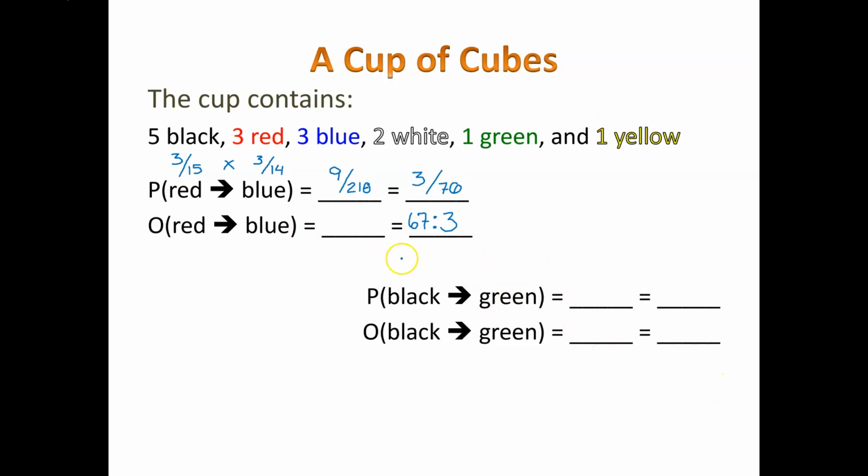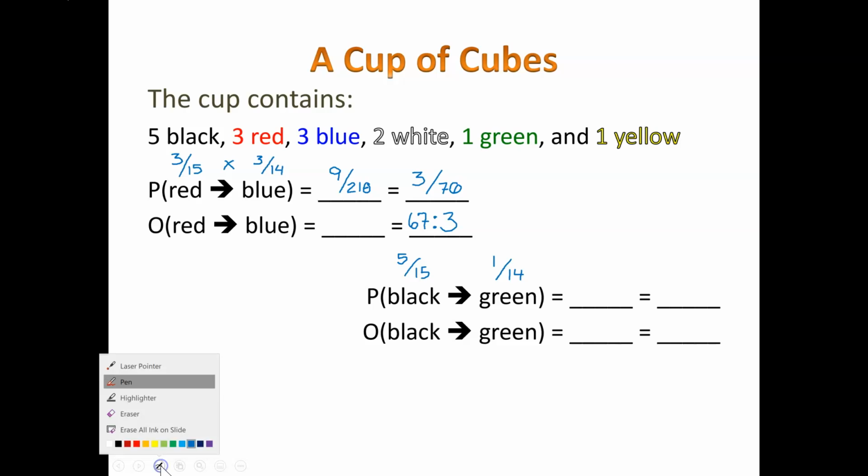All right, what if we want to get black, then green? So our black is going to be out of 15 because it's our first draw and the cup is full. And we know there are 5 of them. The second draw with green, there's only going to be 14 cubes in the cup because we're taking this black that we got first and setting it off to the side. There's only 14 left. How many of them are green? 1.